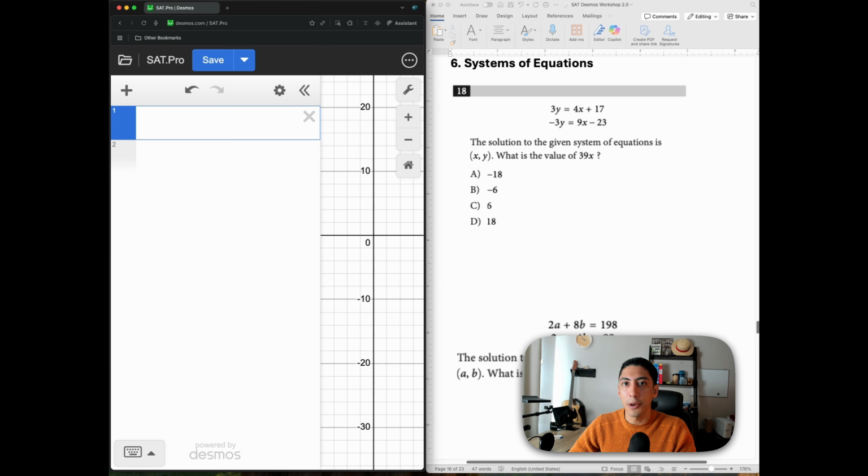Same thing for this bottom one, but just so you know, Desmos only understands the XY plane when it comes to graphing. So if you see something like 2a plus 8b in a systems of equations problem, just replace the a with an x, the b with a y, or whatever letters they give you, replace them with x and y.